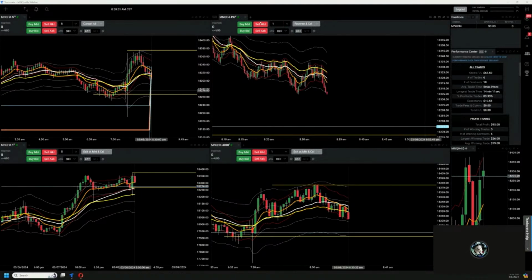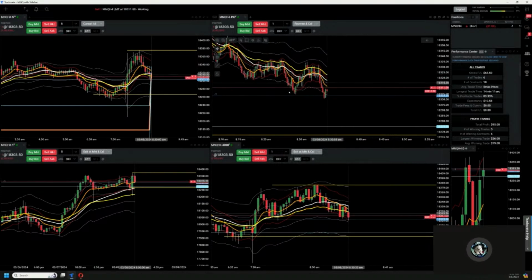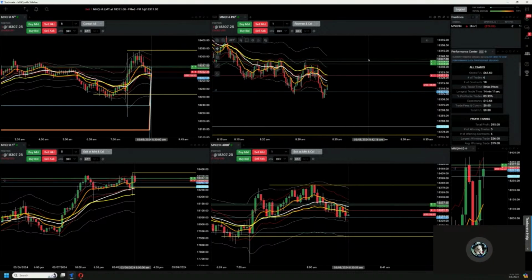It does look like it's going to sell off here. Order filled. A little late to that trade there, so we'll do this here. Put some trailing stops up above.